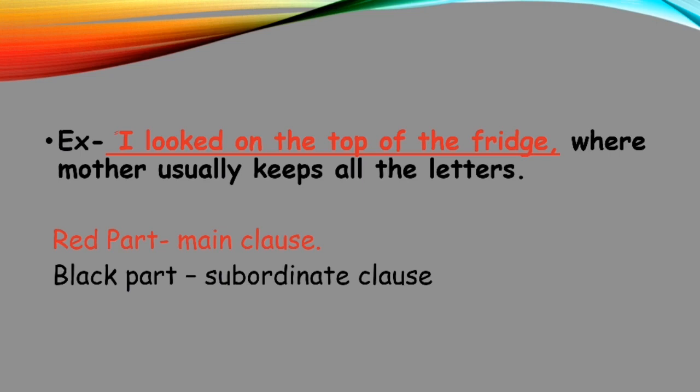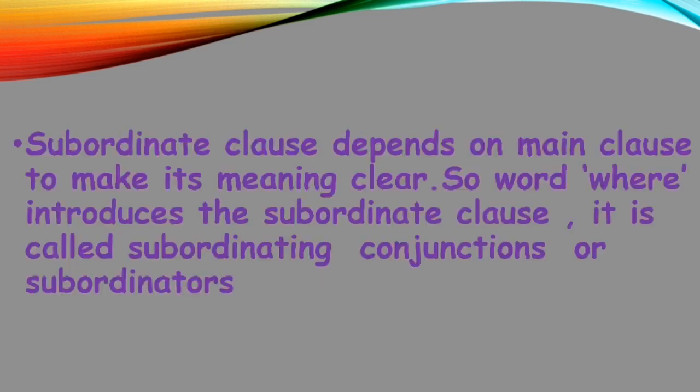Now the subordinator here is where. अच्छा, why is where a subordinator? Because it is used to introduce the subordinate clause. देखा आपने starting में use हो रहा है subordinate clause के where, before the word mother. Why will it be a subordinator? Subordinate clause depends on the main clause to make its meaning clear. So the word where introduces the subordinate clause. It is called a subordinating conjunction or subordinator. Of subordinators, just see: though, although, that, what, because, before, after, unless, how, while. So these are some common examples of subordinators, right?